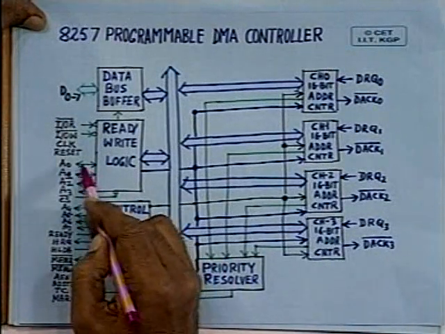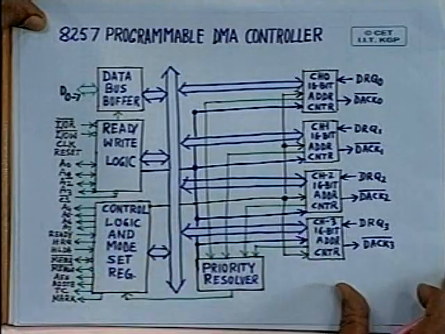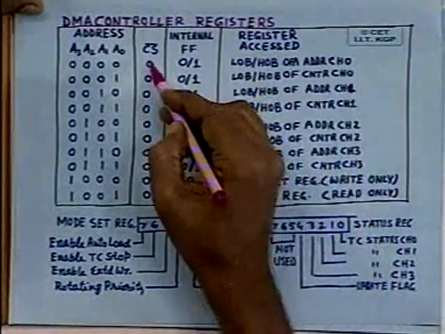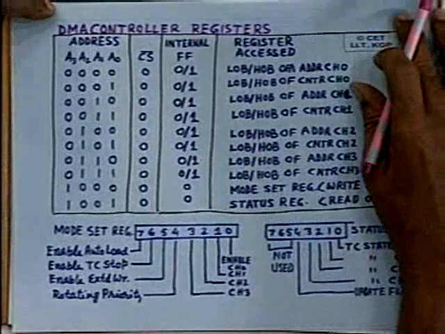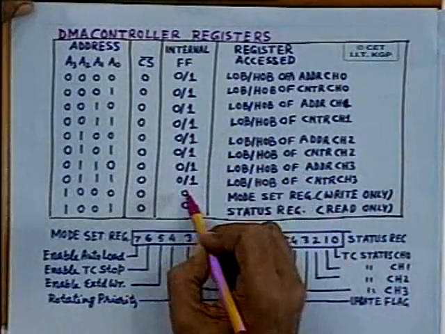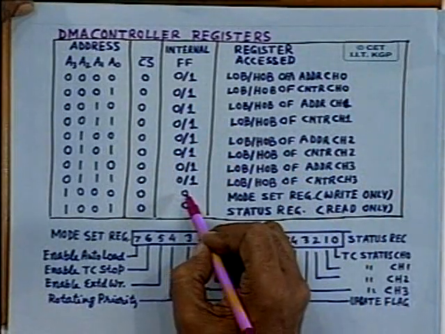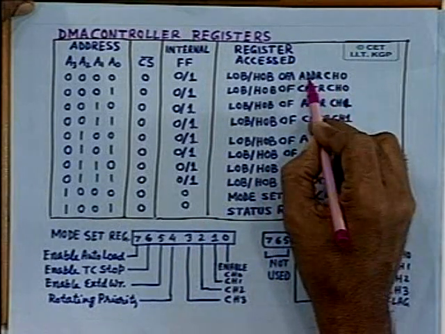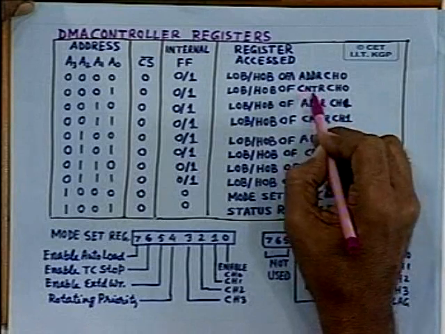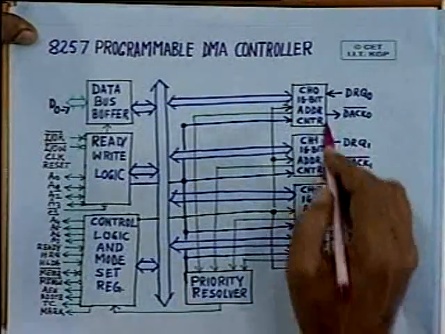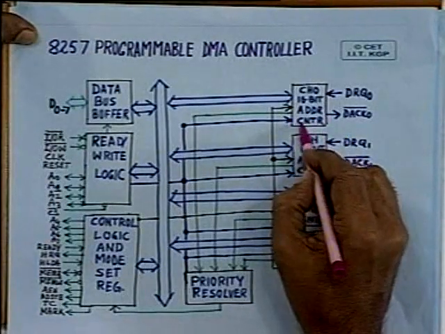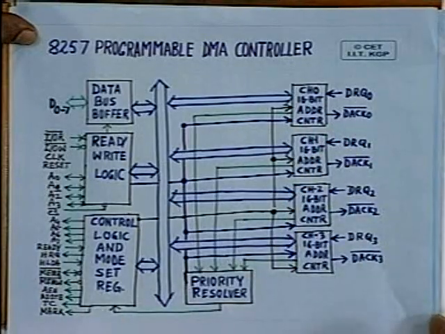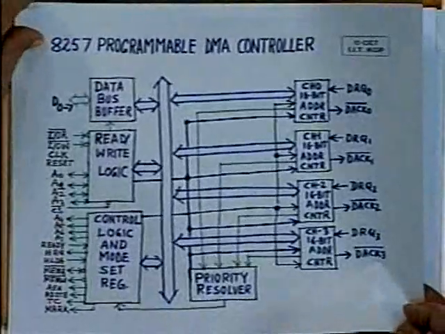These addresses, along with this chip select, which has to be low, will decide which particular register is being accessed. So inside the device, it has an address register and a count register. Each of these channels will have an address register and a count register. The address register is 16 bit.